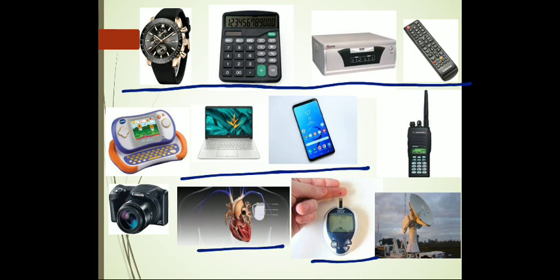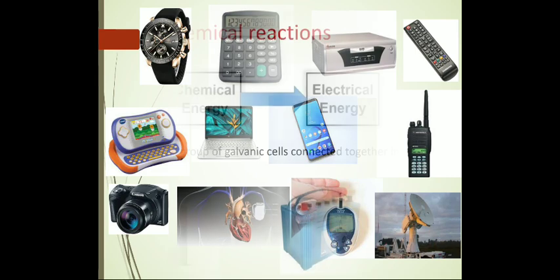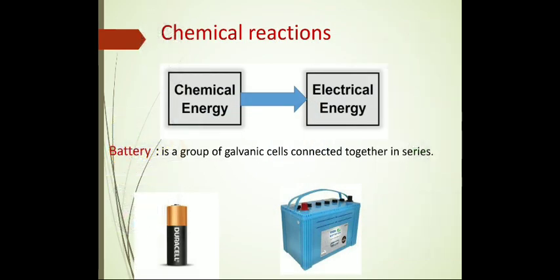The sources to generate electricity are thermal power plants, solar power plants and wind power plants. These power plants generate electricity by the conversion of mechanical energy into electrical energy. Here, another source to generate electricity is a chemical reaction. In a chemical reaction also, electricity is generated.